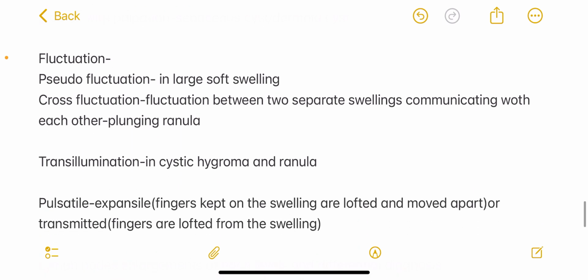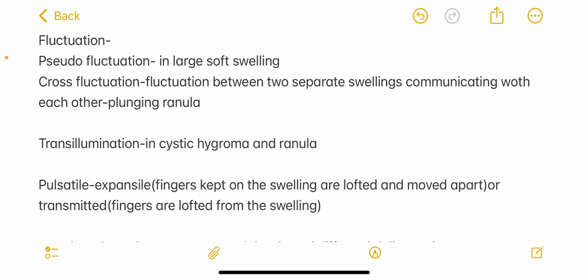So swelling, again, if it is pulsatile or not has to be checked. Expansile pulsatile swelling is seen, or transmitted. So expansile means the fingers kept on the swelling are lifted and moved apart, and transmitted means the fingers are just lifted when kept above the swelling.